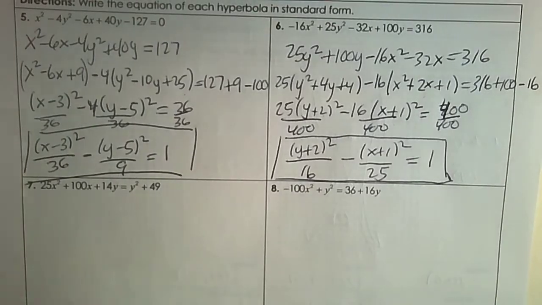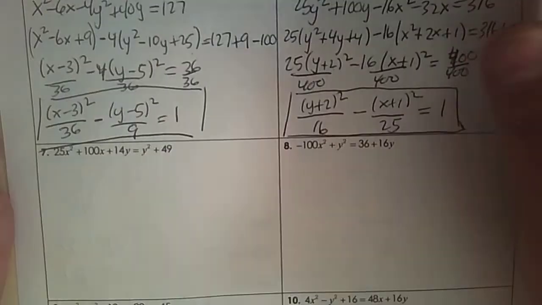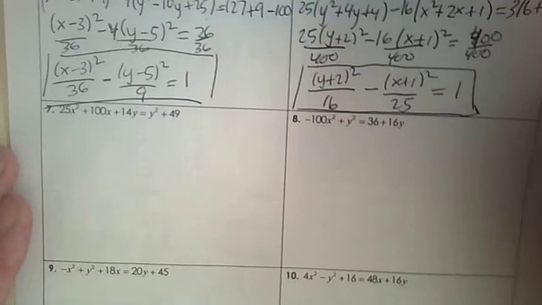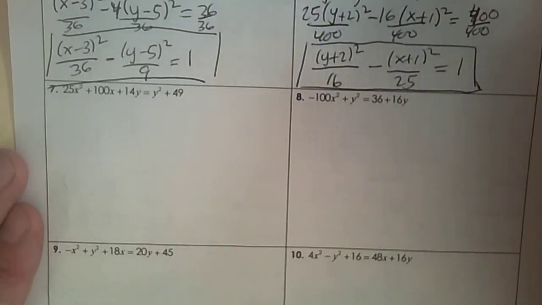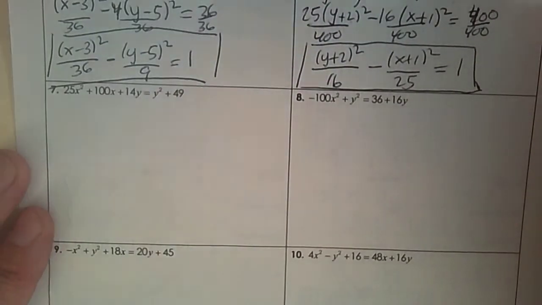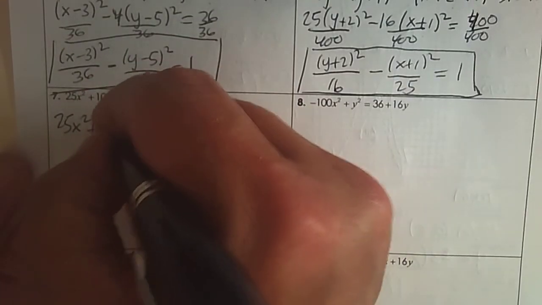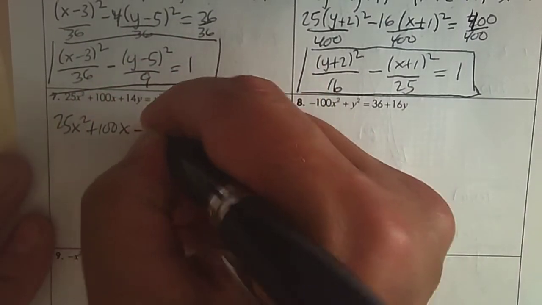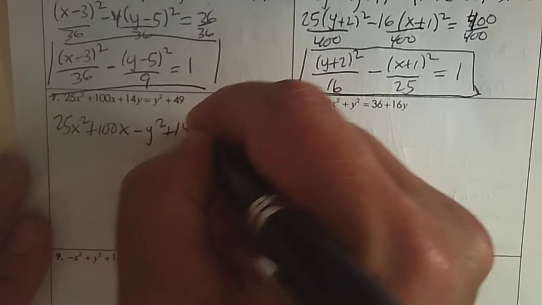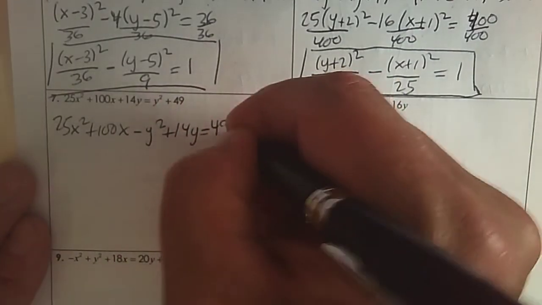All right, number 7. Now I really want you to try. But you know if you need support first. But if you can try, please try it first. All right, 25x squared. That goes with 100x. We're going to subtract y squared, and that goes with positive 14y, and that's equal to 49.